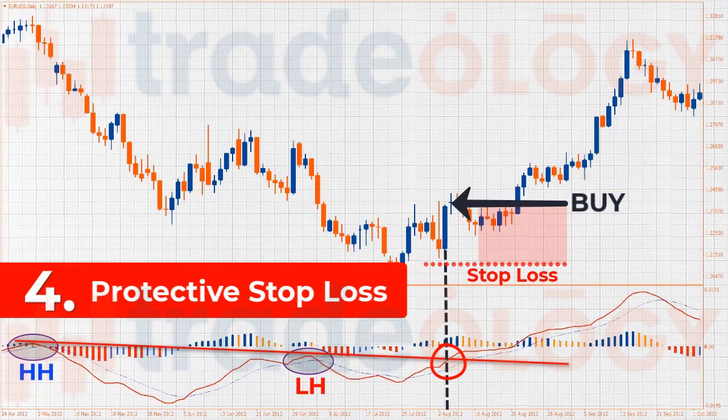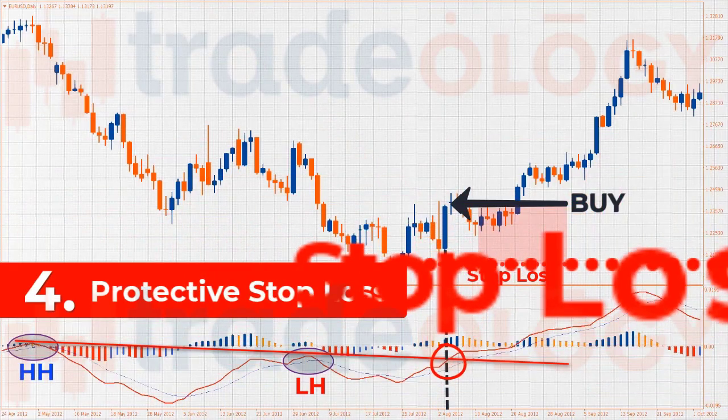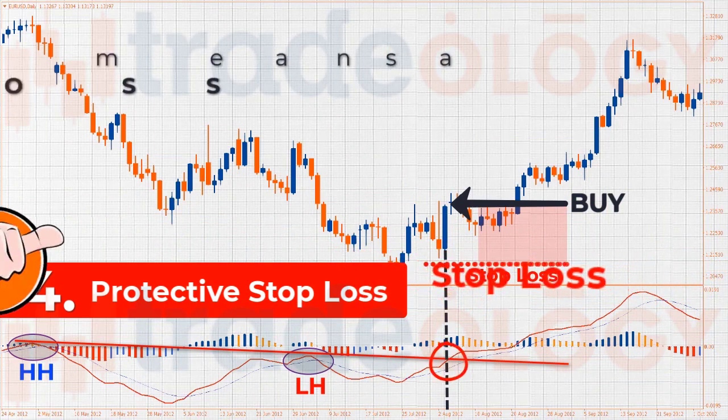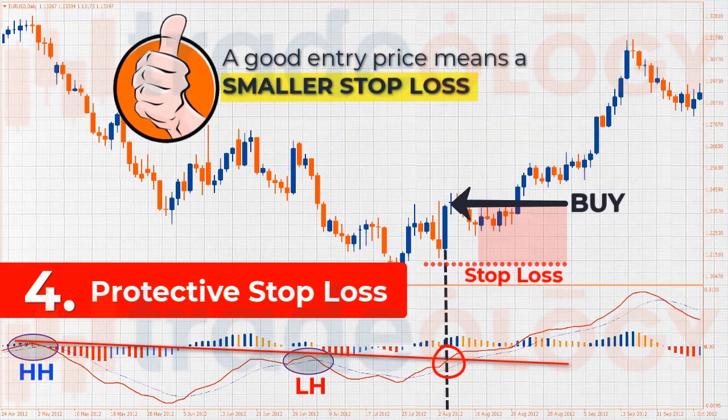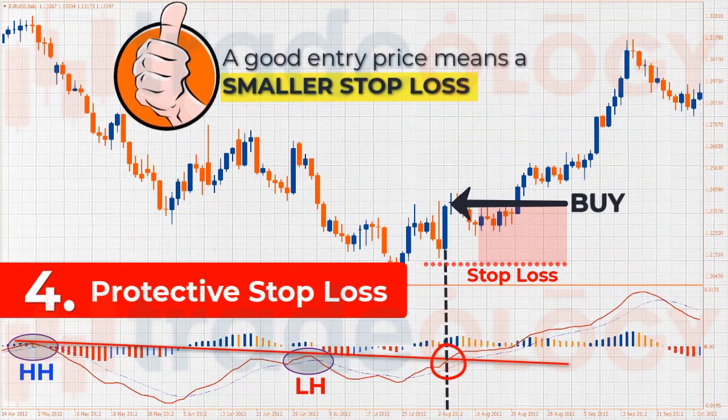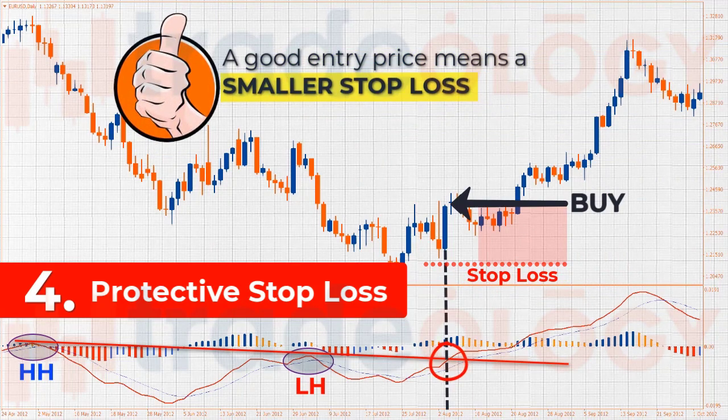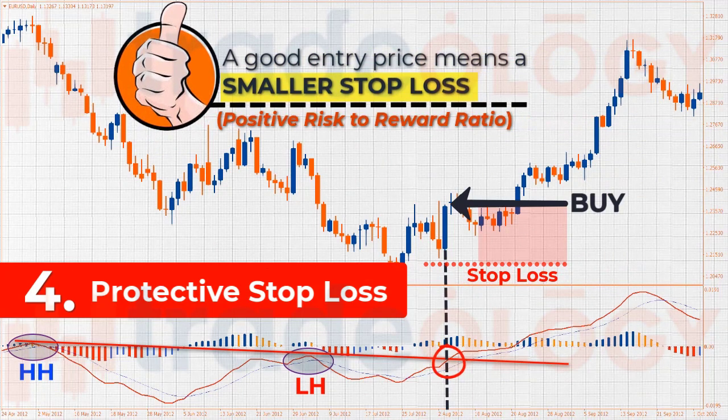Did you notice? The MACD trendline breakout trading strategy triggered the buy signal right at the start of a new trend. And what is most important, the timing is more than perfect. Now, what does this have to do with the stop-loss? Basically, a good entry price means a smaller stop-loss, and ultimately it means you'll lose a lot less compared with the profit potential. So, a positive risk-to-reward ratio.